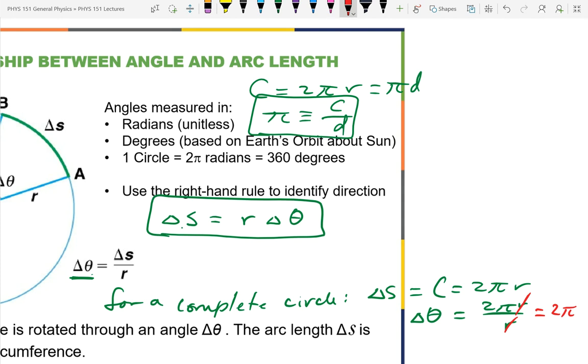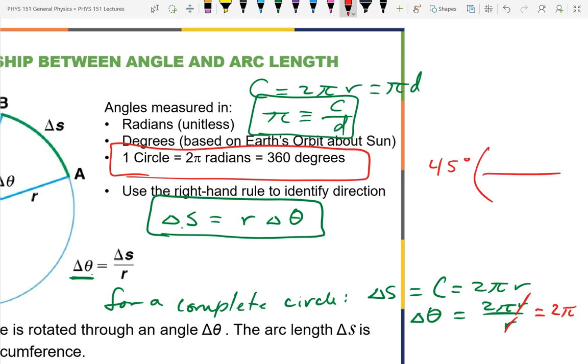If we use degrees, we've just used a conversion factor from the unitless angle to something else. Well, how do you convert? This is your key. One circle is 2 pi radians, or 360 degrees. Remember, conversion factors are always equal to 1. So if I need to convert, let's say, 45 degrees into radians, I need a conversion factor that has the unit I want on top and the unit I'm trying to get rid of on bottom. And I need to find some fraction that's equal to 1.